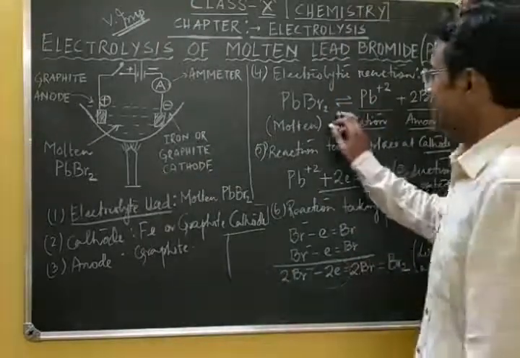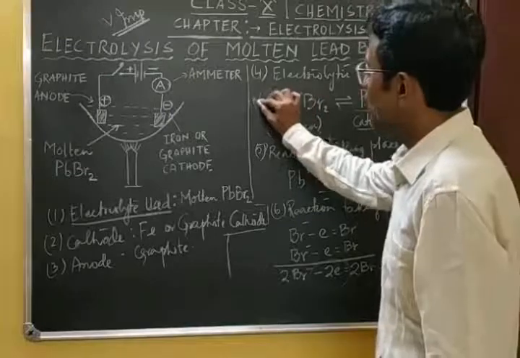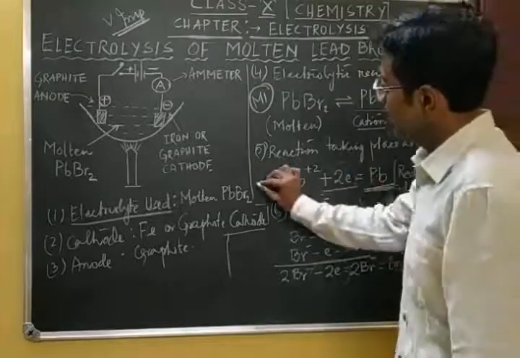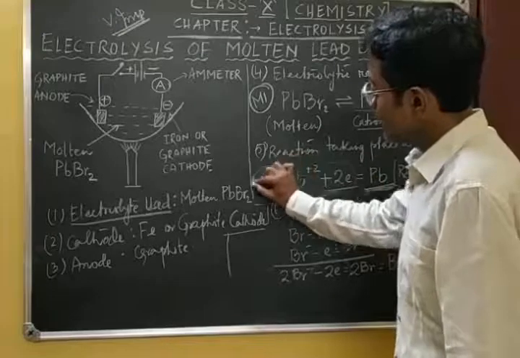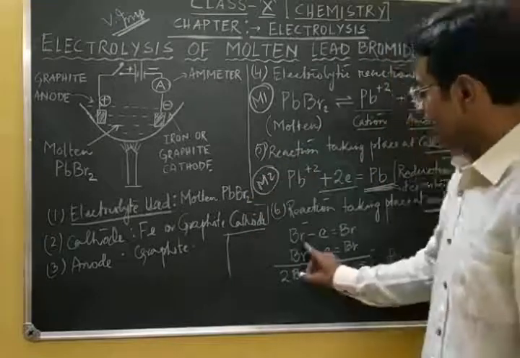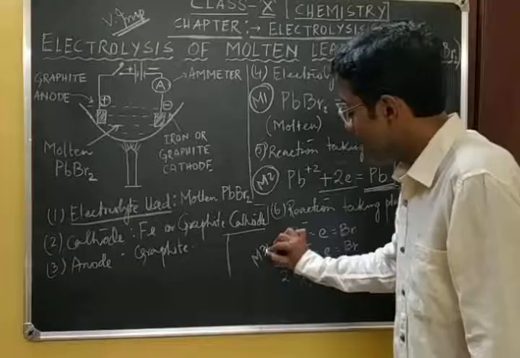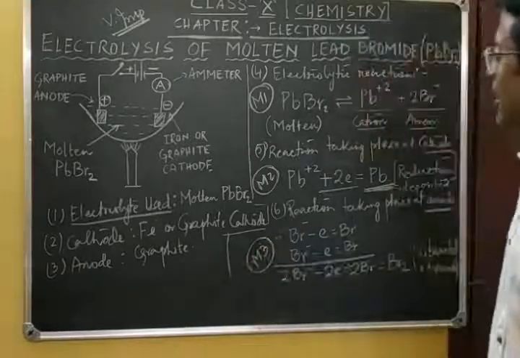To sum up, if this is a 3-mark question, remember this portion will not carry any marks. First, the dissociation reaction carries 1 mark. The cathode reaction carries the second mark, and the anode reaction carries the third mark. So this is the 3-mark question.